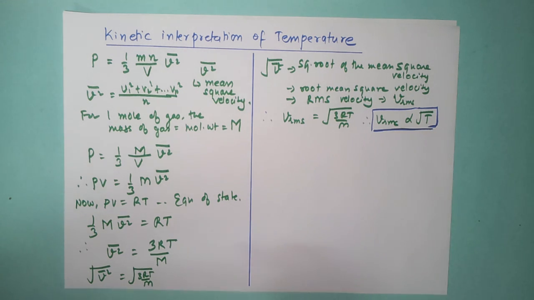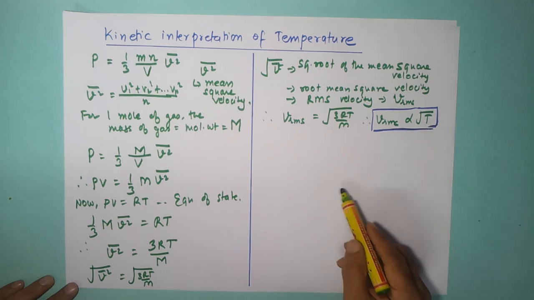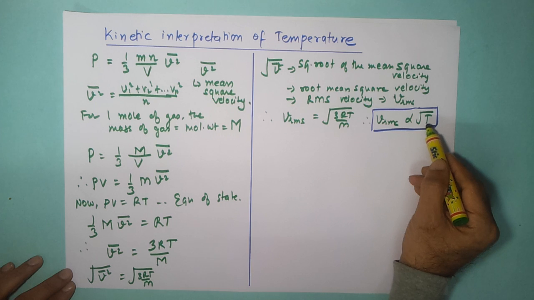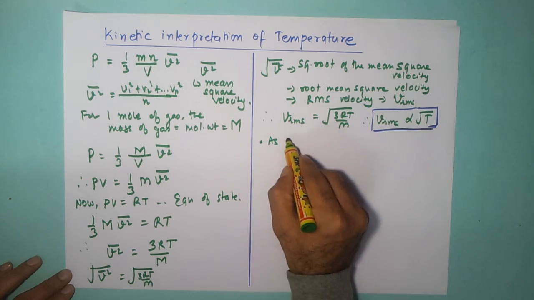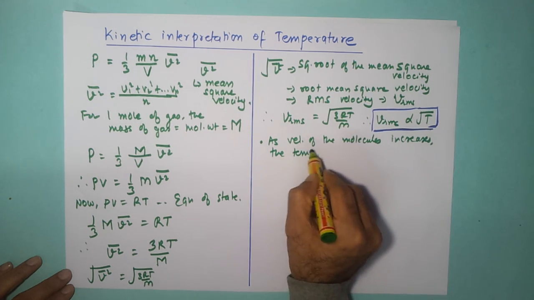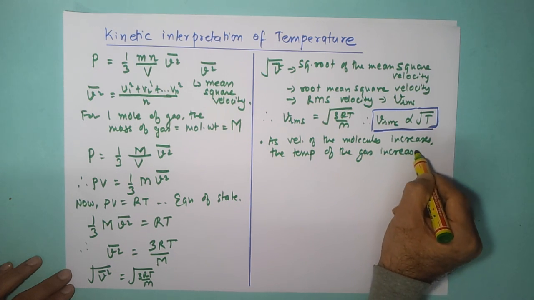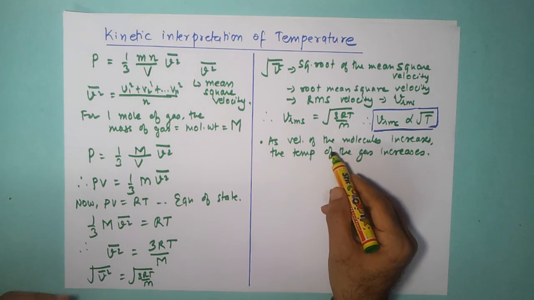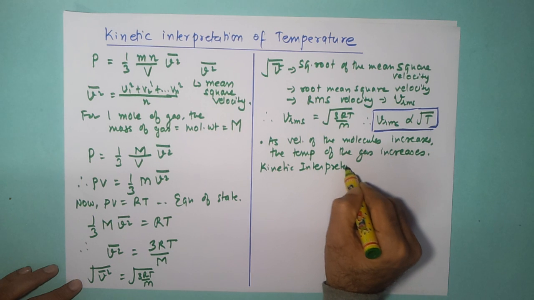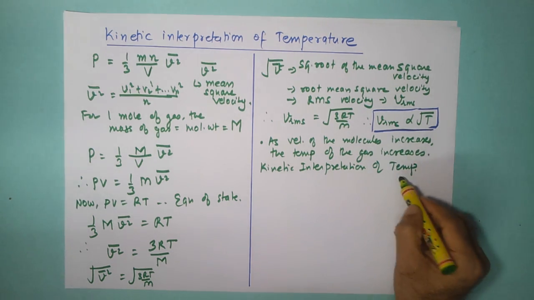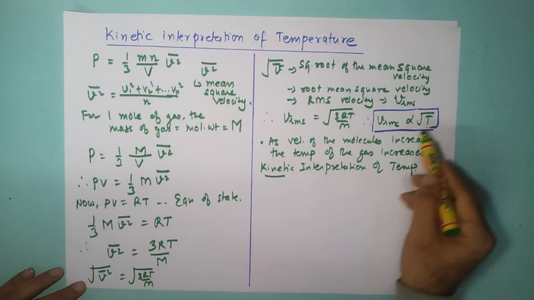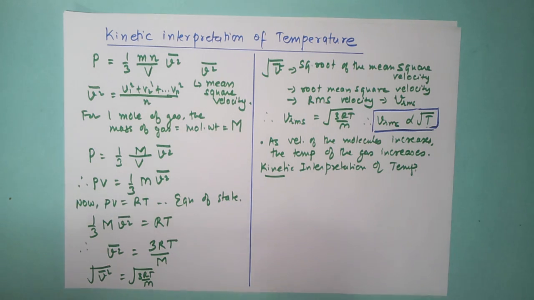If I try to explain this in words, we can say that the root mean square velocity of the gas is proportional to the square root of the temperature of the gas. What this means is that the root mean square velocity changes as temperature changes. As temperature increases, V_RMS increases. Or we can say that as velocity of the molecules increases, the temperature of the gas increases. And this concept, that the velocity of the molecules and the temperature of the gas are interrelated, is known as the kinetic interpretation of temperature. Meaning that temperature is being connected to velocity, that is kinetic energy. So temperature and kinetic energy are related, and that is why we understand this concept as the kinetic interpretation of temperature.